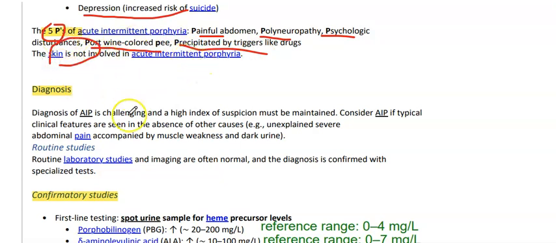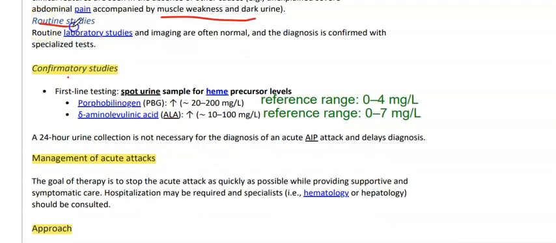Diagnosis: diagnosis is challenging and a high index of suspicion must be maintained. Consider AIP if typical clinical features are seen in the absence of other causes, for example unexplained severe abdominal pain accompanied by muscle weakness and dark urine. Routine studies are often normal and specialized tests are done.